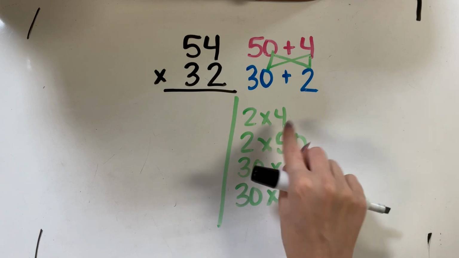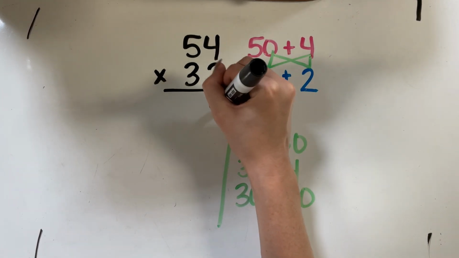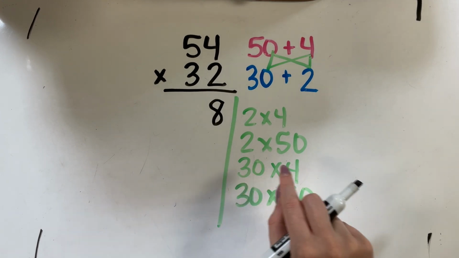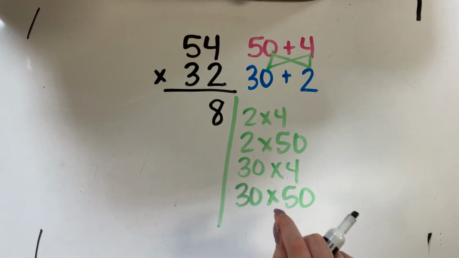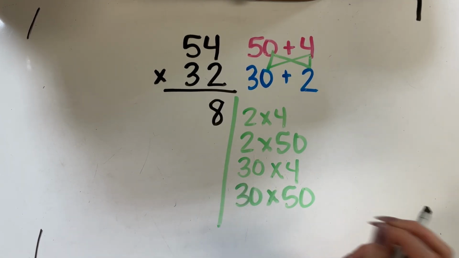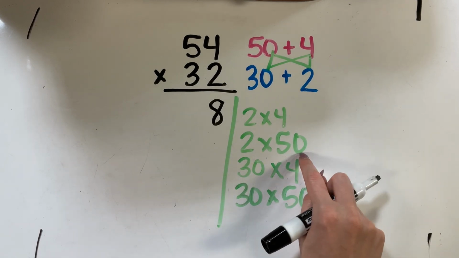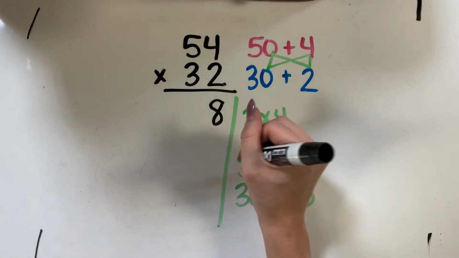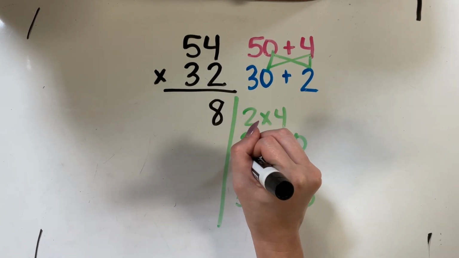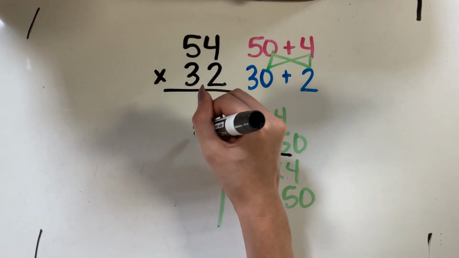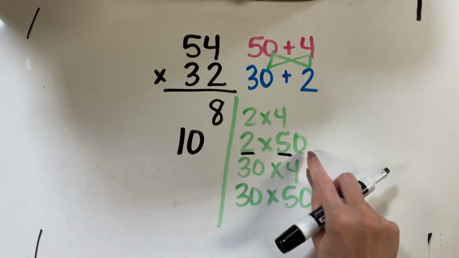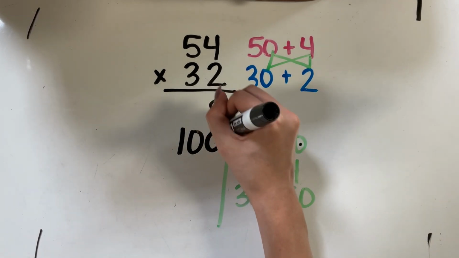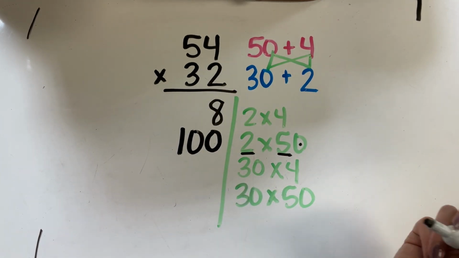2 times 4 is 8. I'm going to write the partial product right on the inside here. Then I'm going to do 2 times 50. 2 times 50 is 100. You can either think of 2 50s, or you can practice using our powers of 10 rule, which is we can multiply our digits 2 and 5 to give us 10, and then tack on however many zeros are still left over in our problem, which is a 1 0.